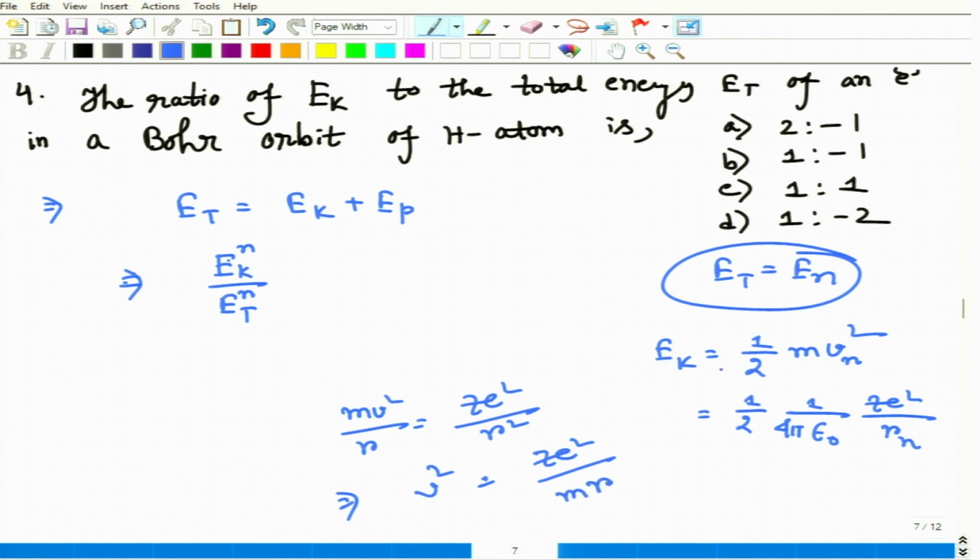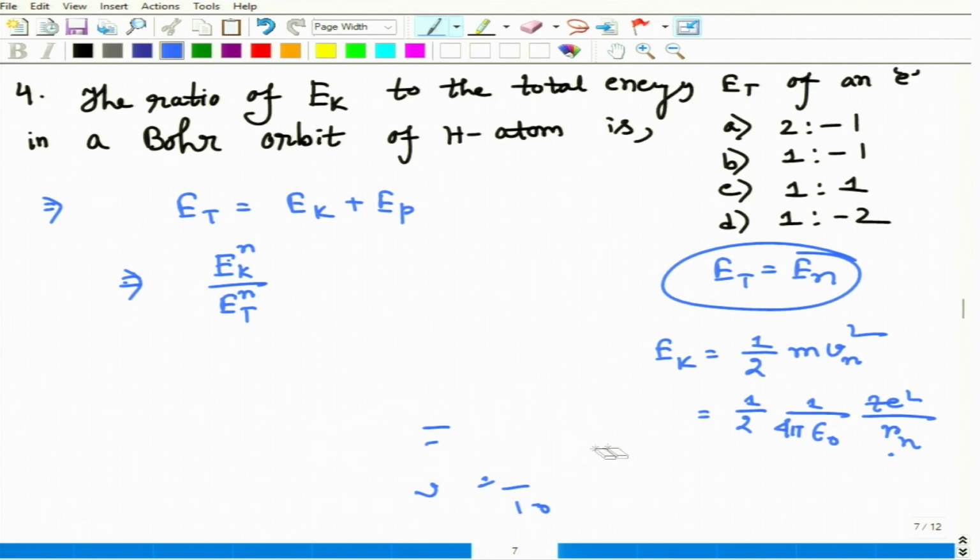Now we need that EK. 1 by 4 pi epsilon naught will be there for SI unit. If you put it here, then you can obtain this equation, and it is straightforward, right? So this is EK. And what will be the EP, the potential energy part? It will be minus Z square by 4 pi epsilon naught Rn. This will be the formula.